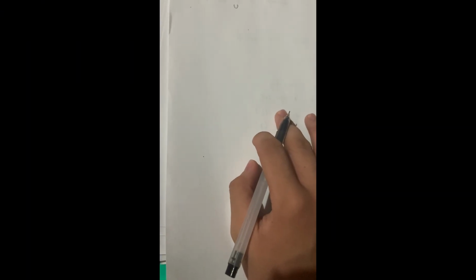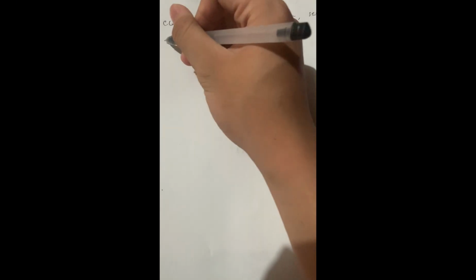There are also systems like the CGS system, which is centimeters, gram, and seconds. And the English system is inch, pound, and second.